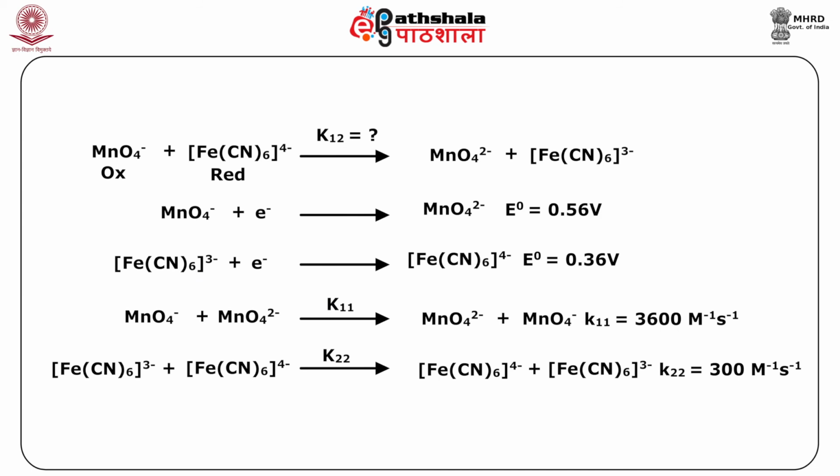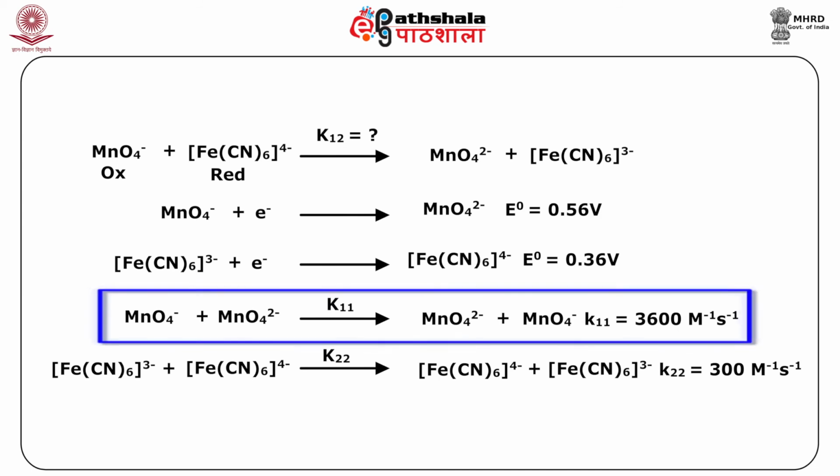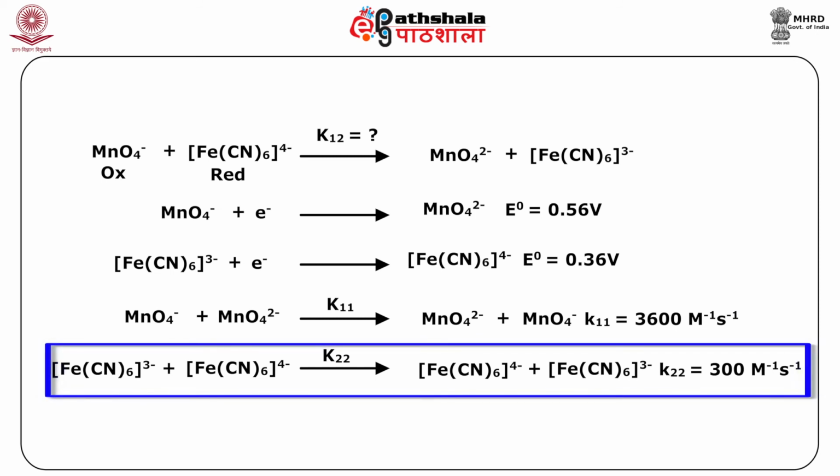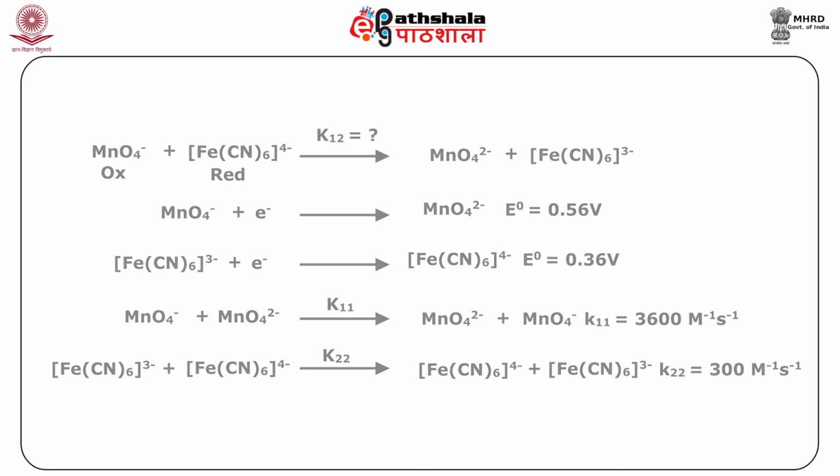Now the combination of MnO4 minus plus MnO4 2 minus is a kind of outer sphere reaction. So k11 is the rate constant, and it forms MnO4 2 minus and MnO4 minus, and the k11 value is 3600 mole inverse second inverse. On the other hand, Fe(CN)6 3 minus plus Fe(CN)6 4 minus, suppose this rate constant is k22, forms Fe(CN)6 4 minus plus Fe(CN)6 3 minus, and the k22 value is 300 mole inverse second inverse.